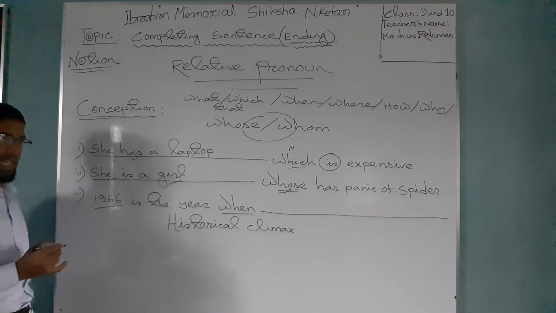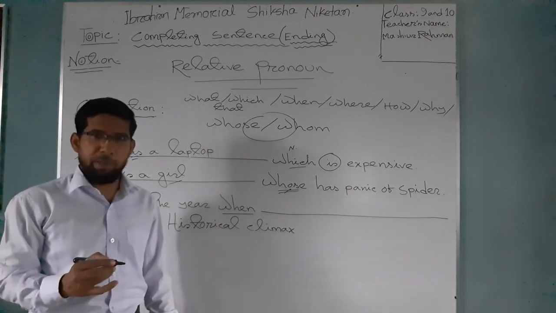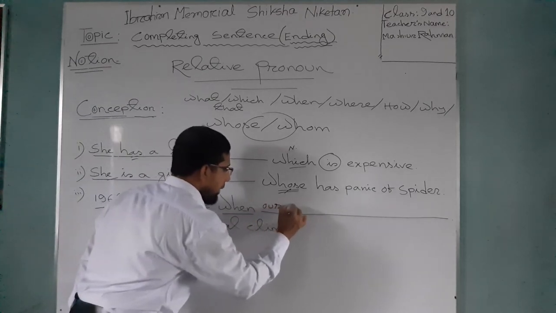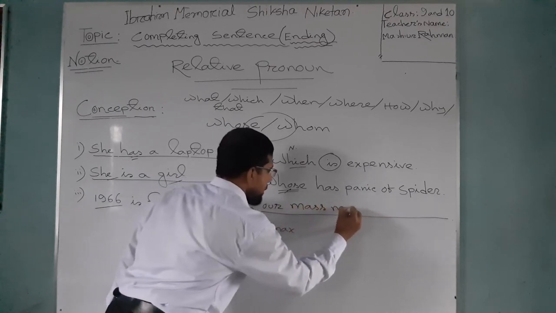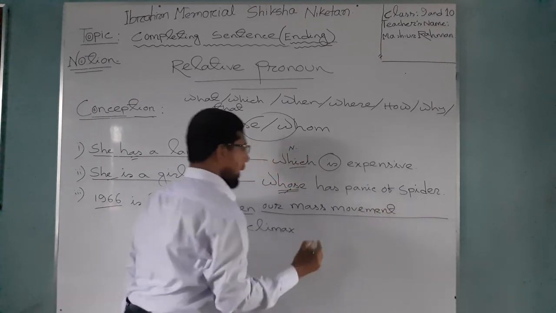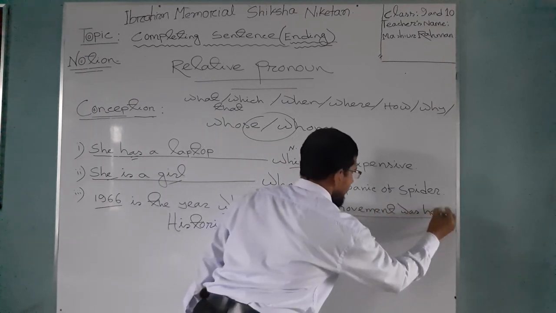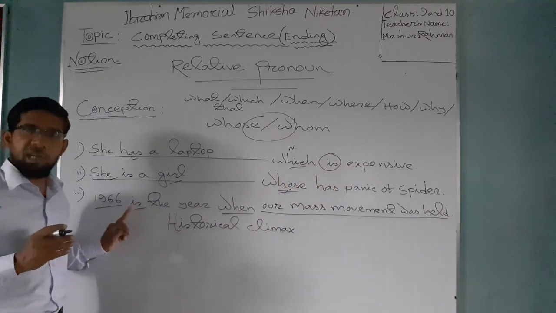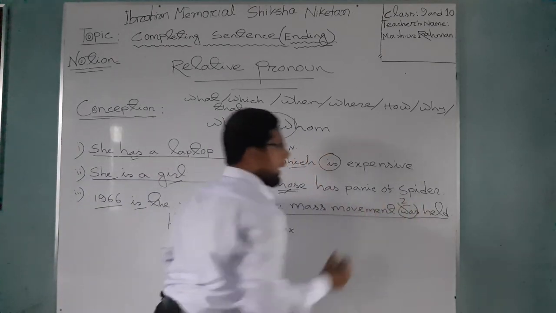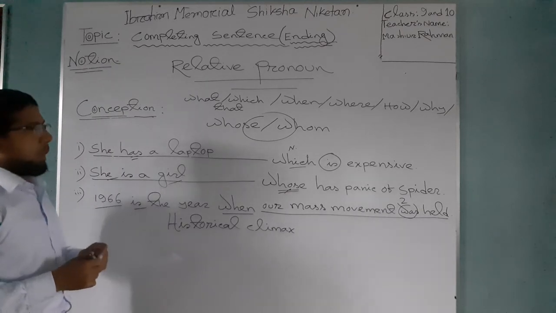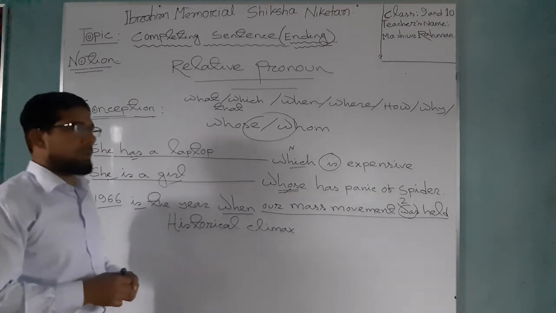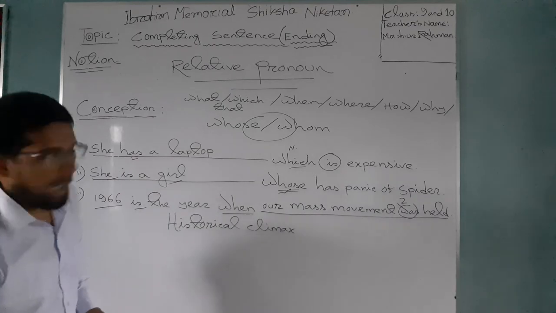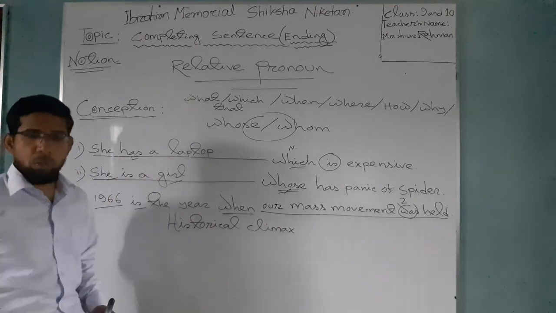Suppose 1966 is known to us as Hyderabad, am I right? Okay, so it will be 1966 is the year when our mass movement was held. Clear? Here it has been existed in our heart for the reason we have written here present tense. It has been happened. So it is obviously past tense. Clear? So I want to tell you that in my upcoming class I will discuss you the later rules of completing sentence. For the reason you will understand the rules of today, like I have finished here the rule of relative pronoun. Now I want to give you some home tasks.